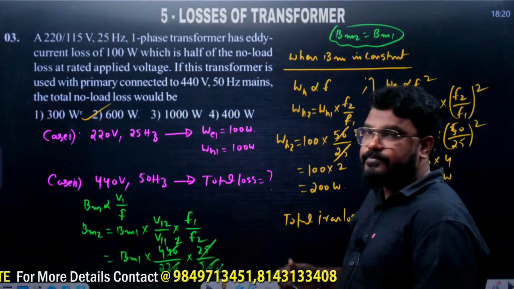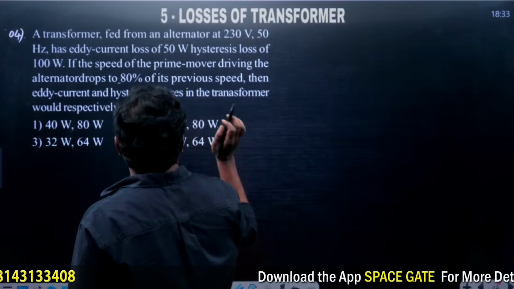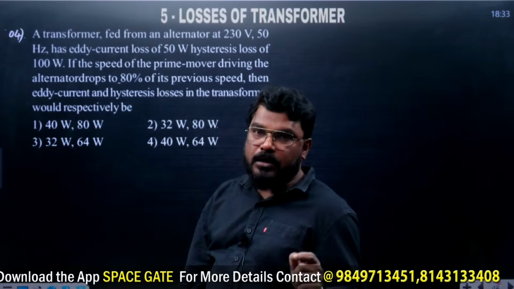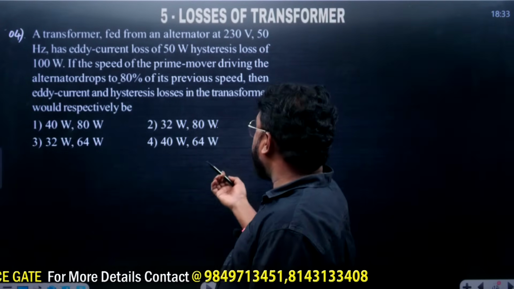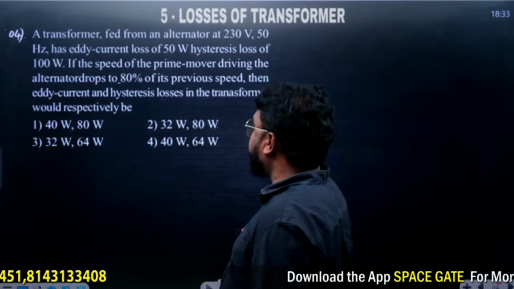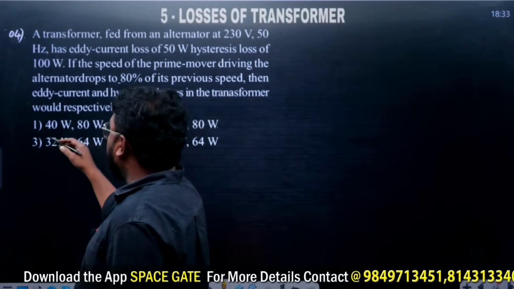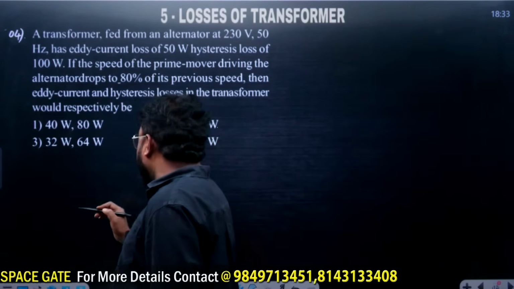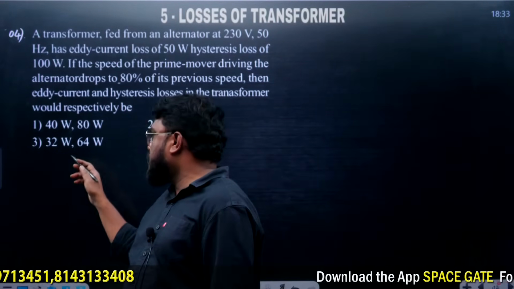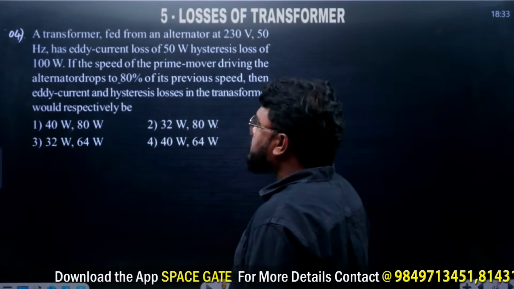So to get the answer, let us solve question number 4. A transformer fed from the alternator at 230 volts, 50 Hz has eddy current losses of 50 watts, hysteresis losses of 100 watts. If the speed of the prime mover driving the alternator drops to 80% of its previous speed, then eddy current and hysteresis losses in the transformer would be respectively: option 1, 40 watts, 80 watts; option 2, 32 watts, 80 watts; option 3, 32 watts, 64 watts; and option 4, 640 watts, 64 watts.